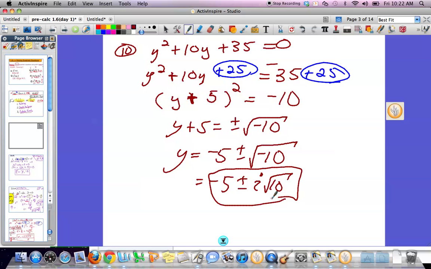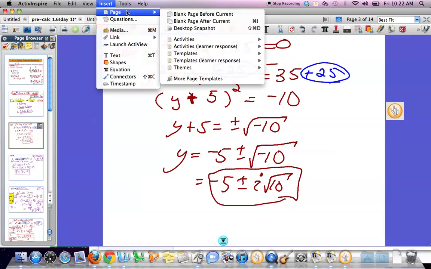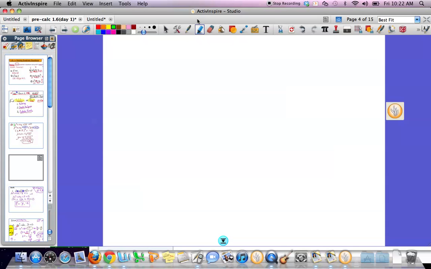Let's do one more where the number isn't 1. When I say 1, this one right here, that coefficient, the leading coefficient is 1. You don't have to divide by anything. Let's see if I can find a tougher one. Let's just make something up.